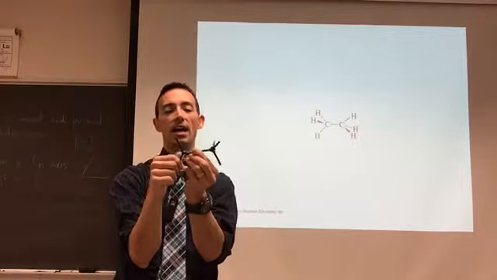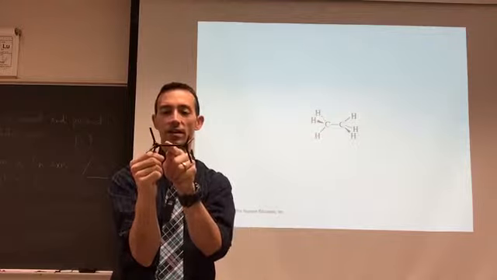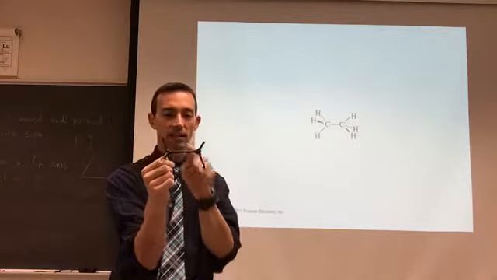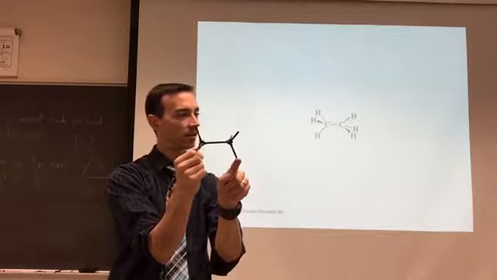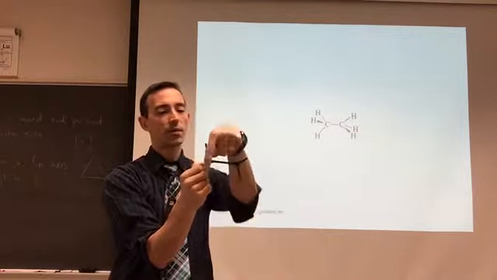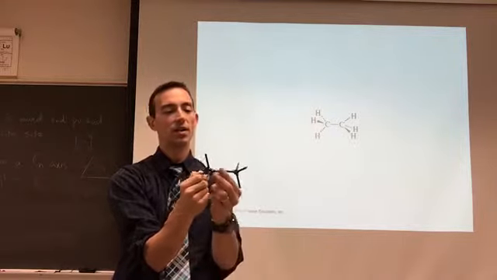It has a center of inversion. From here down through the center of the carbon-carbon bond would bring this hydrogen down to here. Any one of these. The back upper right would come through and become the bottom front left. So there's a center of inversion.